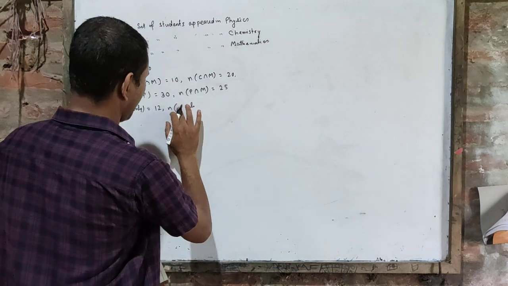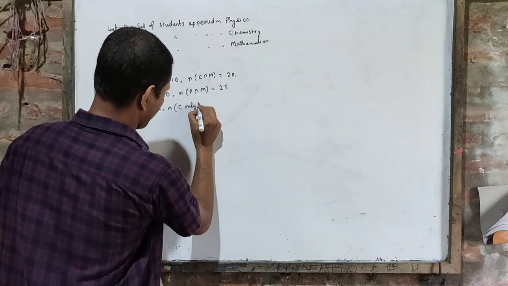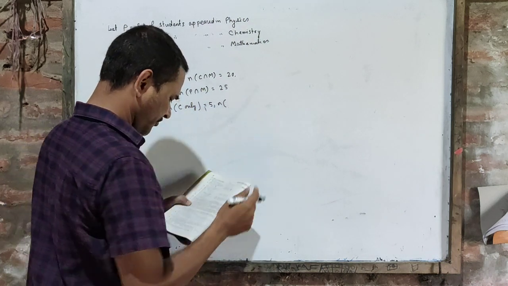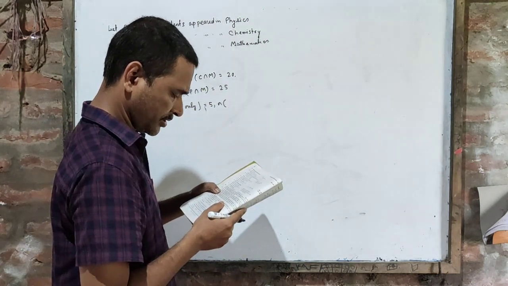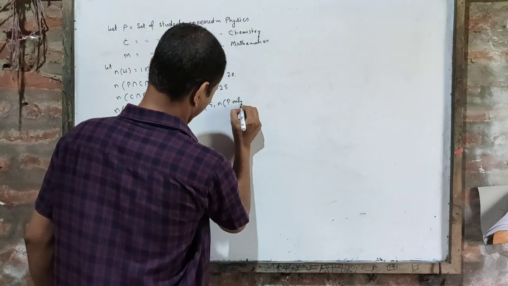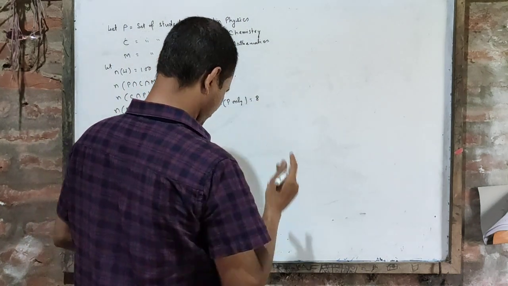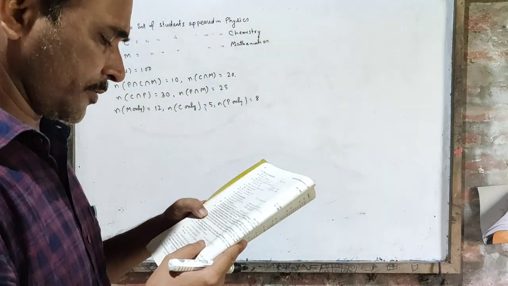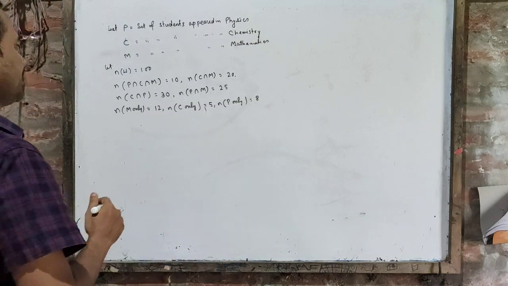5% in chemistry only. So chemistry only is 5. N of physics only is how much? 8% in physics only. P only is 8. And what we have to find? Find the percentage of students failed in all the three subjects.